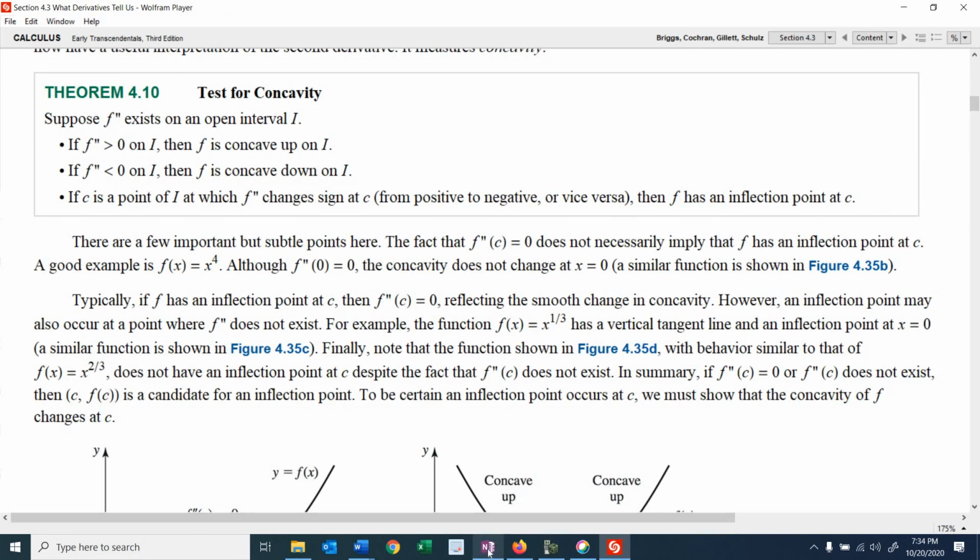Let me show you an example where we work this out. We're going to determine the intervals where this function is concave up and concave down, and then identify any inflection points that it has. Here's how we're going to do it. We're first going to take the second derivative of the function. The first derivative would be 20x cubed minus 60x squared. And then the second derivative would be 60x squared minus 120x.